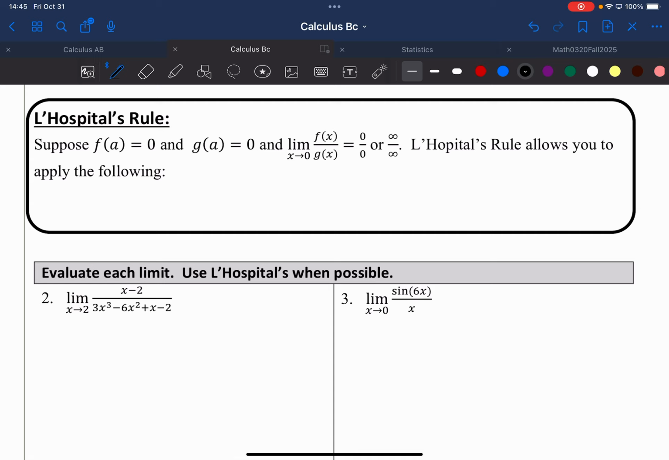And the rule states that the limit as x approaches 0 of f of x over g of x is equal to the limit as x approaches 0 of f prime of x over g prime of x. So we can take the derivative of the numerator and the derivative of the denominator, and hopefully once we take those derivatives and do direct substitution, we're able to get the answer to our limit.